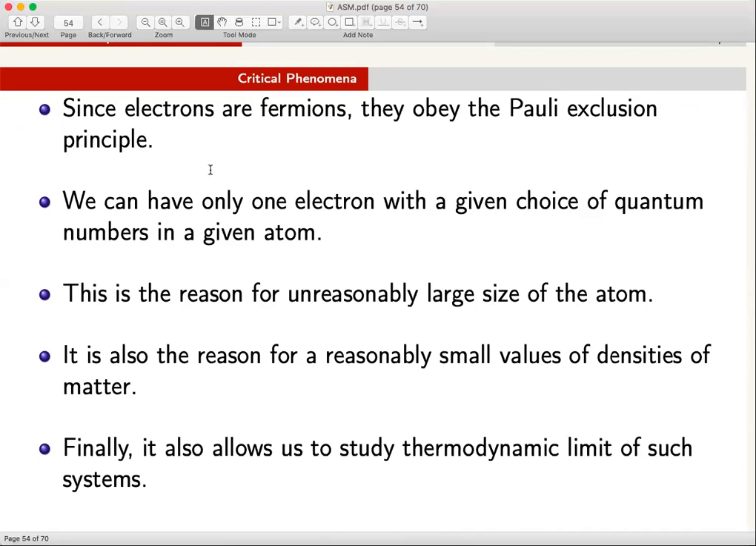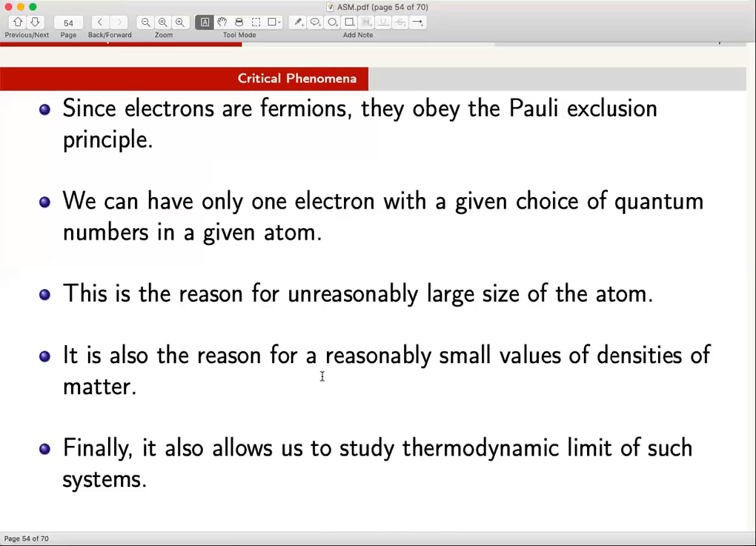Okay, it's also the reason why the density of matter that you see is finite. The reason is again the same, because if these particles were bosonic, then the atoms would have been very small, and these atoms, if they are occupying the lattice sites, those lattices also would be very small. Okay, and therefore the density of materials would have been much larger than what you see in real life.